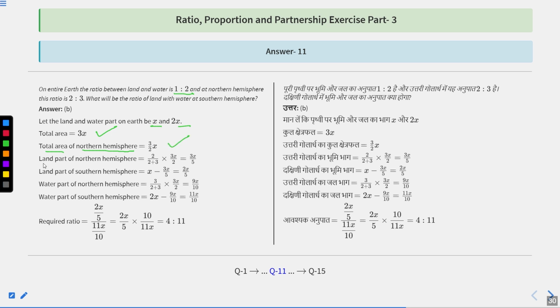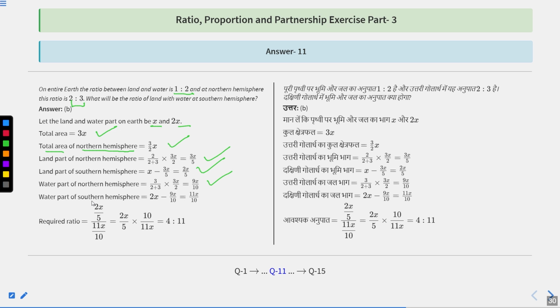In the same way, the land part of the northern hemisphere is 2/5, since we added 2 plus 3, which is 5. 2/5 multiplied by 3x/2 is 3x/5. So for the land part of the southern hemisphere, total land is x, and land in the northern hemisphere is 3x/5. So we subtract it, and we get the land part in the southern hemisphere, which is 2x/5. Same way, the water part in the northern hemisphere is 3/5 multiplied by 3x/2. When we calculate it, we get 9x/10.